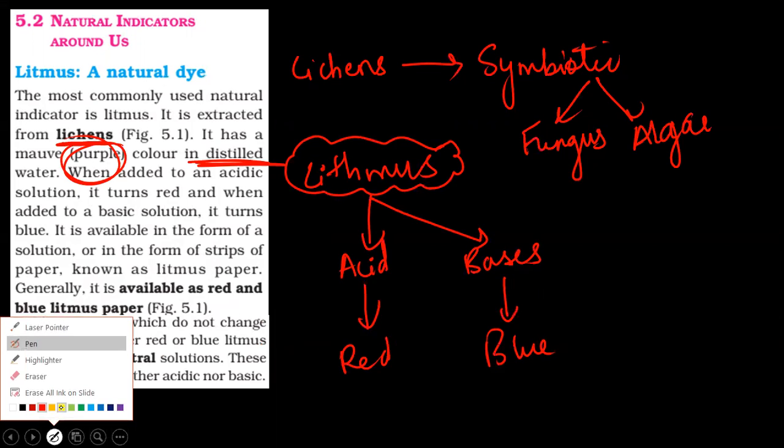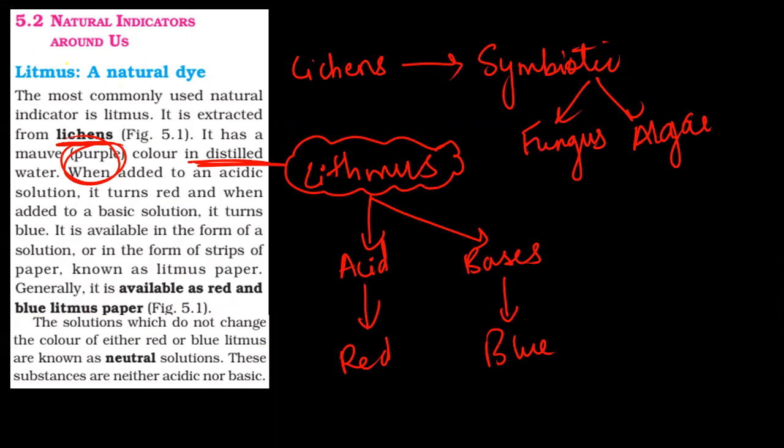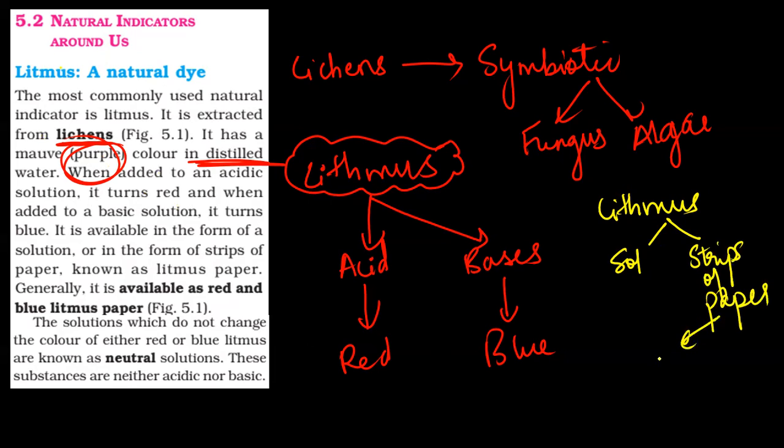Litmus I can use in 2 forms. One form is the solution form, that is purple color in distilled water, solution form. Other one is strips of paper. You must have heard of litmus paper. So litmus paper, again I have blue litmus and red litmus.